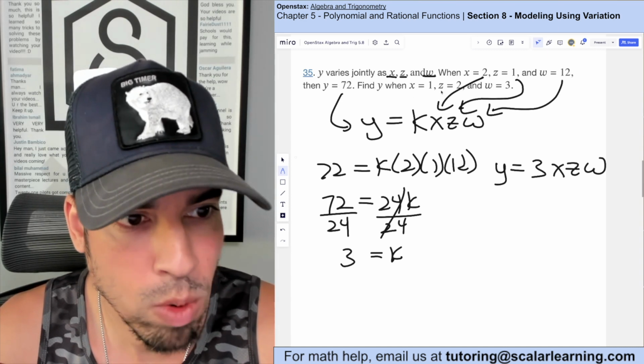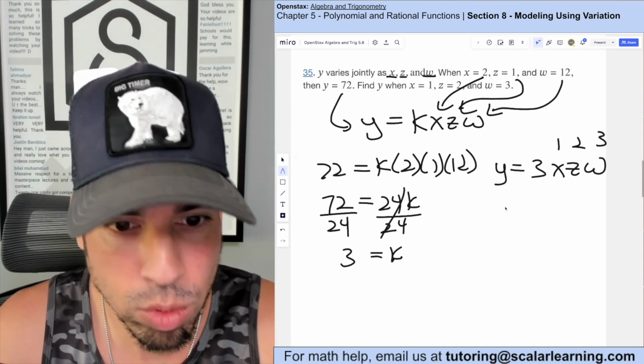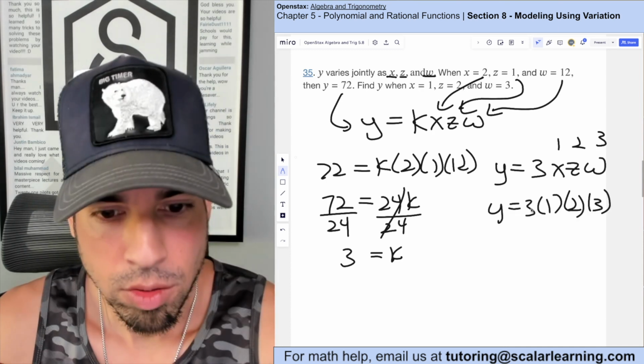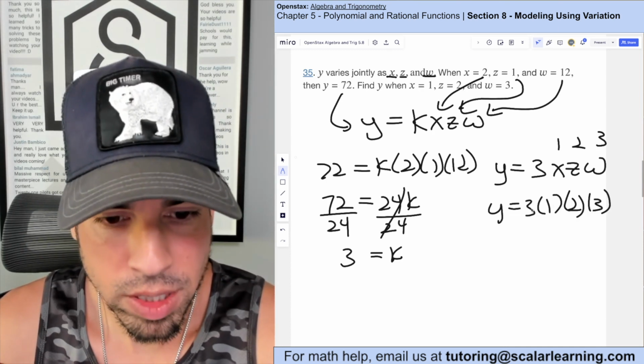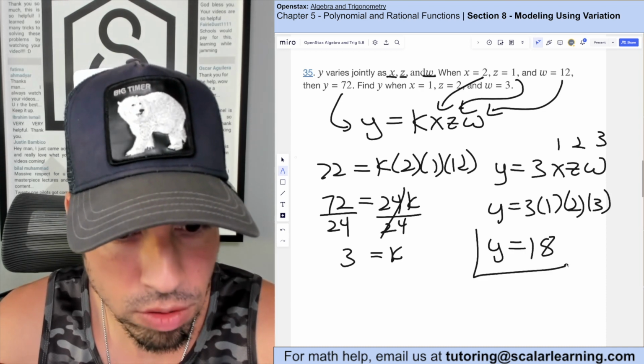Now it says find y when x equals 1, z equals 2, and w equals 3. So let's plug and chug. 3 times 1 times 2 times 3, that's 6 times 3 is 18. So 18 is the answer for y.